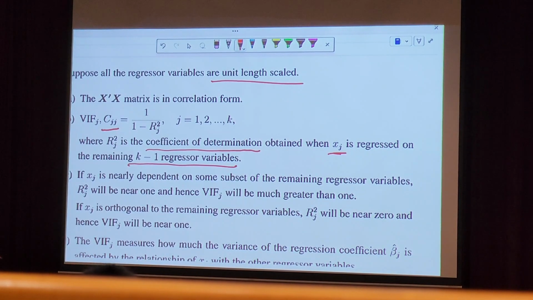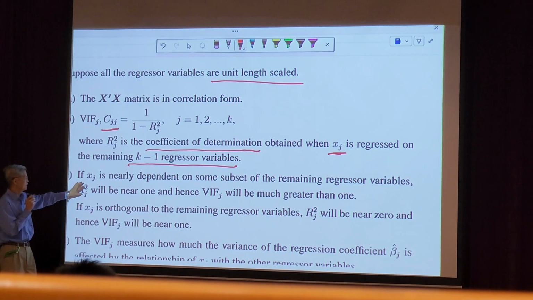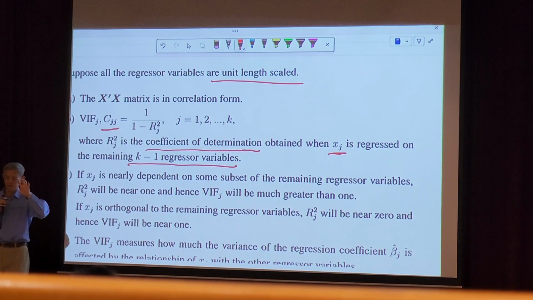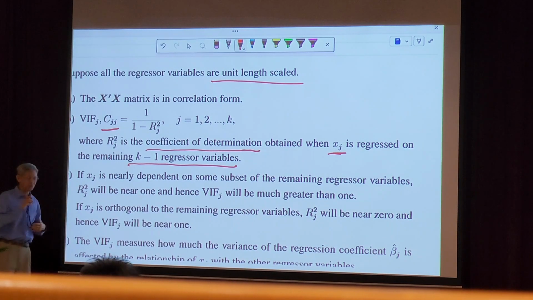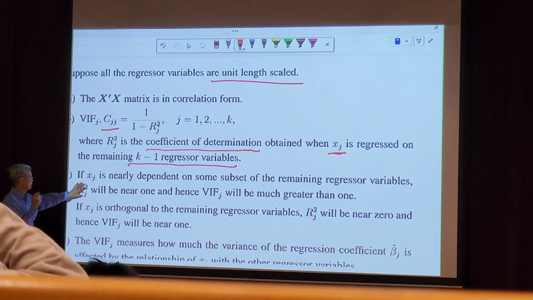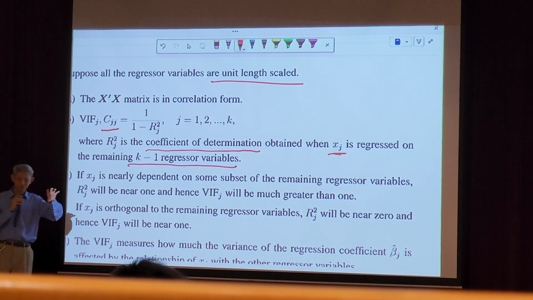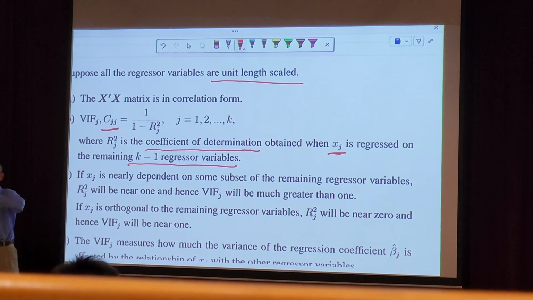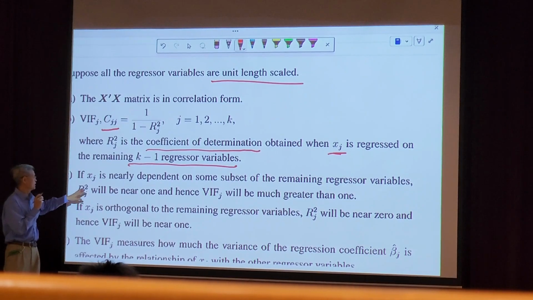So if xj is nearly dependent on some subset of the regressor variables, this will be near 1. That means we are now using this R squared as a measure of dependency of one regressor variable, xj, with the rest. We are not even talking about a relationship between two. It could be xj with all the rest at the same time. So Rj squared is a measure of that dependency. If Rj squared is near 1, that means one regressor variable is highly correlated with some subset of the rest of the regressor variables.